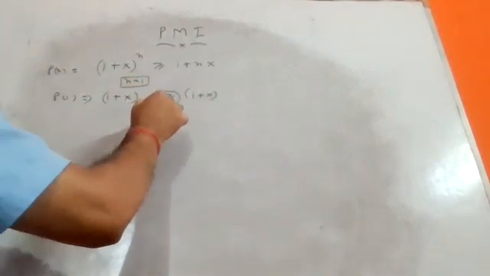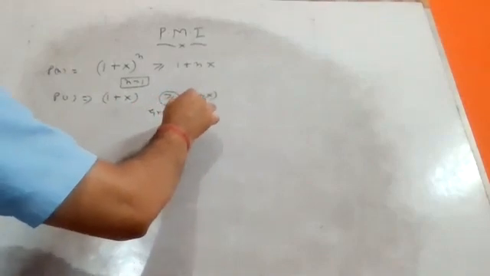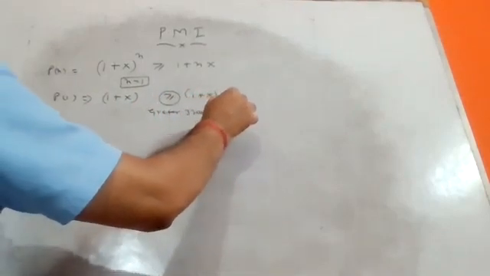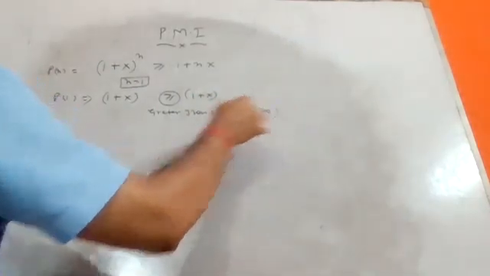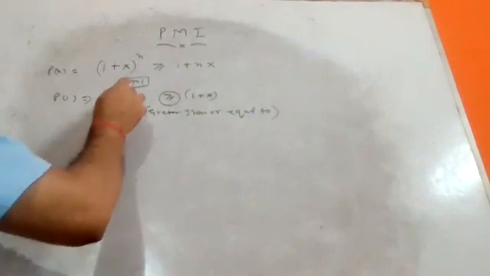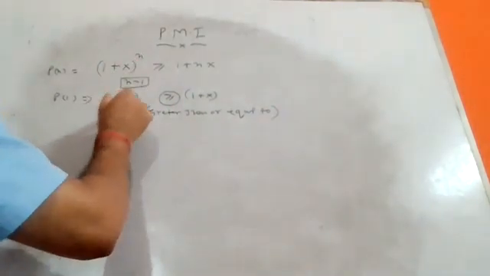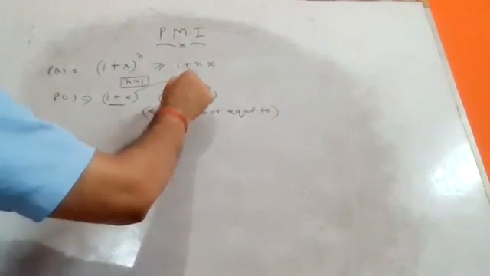We read this as greater than or equal to, right? We put x equal to 1. So 1 plus x is greater than or equal to 1 plus x. So this is equal to this one if we take the equality sign. This is your first step: (1 plus x) raised to power n is equal to 1 plus x. Put n equal to 1.